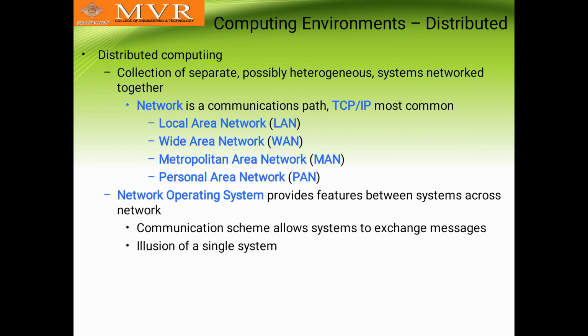Computing environment in distributed. In distributed computing, a collection of separate, possibly heterogeneous systems are networked together. Network communication is via a transmission protocol such as TCP/IP, the internet protocol used by most systems. It is divided into local area network, wide area network, metropolitan area network, and personal area network. The network operating system provides features between systems across the network, and its communication scheme allows systems to exchange messages, giving the illusion of a single system.